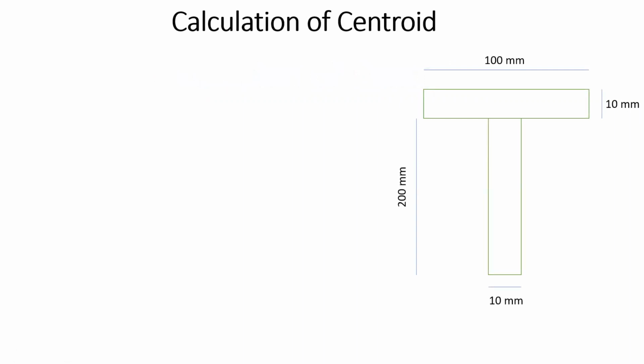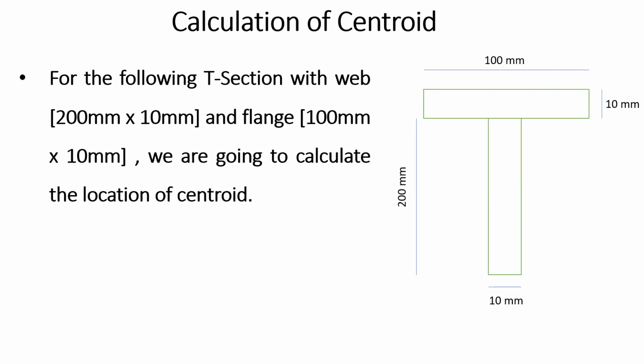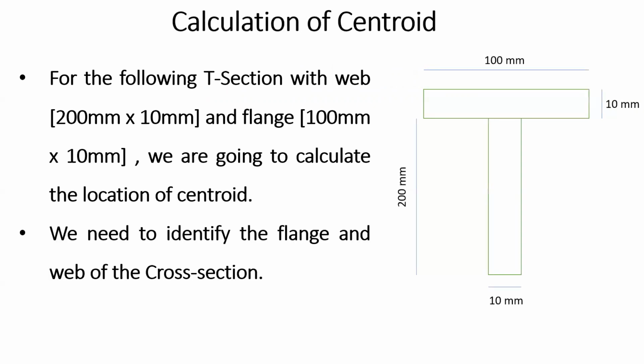So in this video, we are going to discuss the procedure to locate the centroid for any given cross section. As you can see, in today's video we are going to find out the centroid for the following T section, which has a web dimension of 200 mm into 10 mm and a flange of dimension 100 mm into 10 mm. To locate the centroid, first we have to identify the flange as well as the web, which you can see from the diagram.